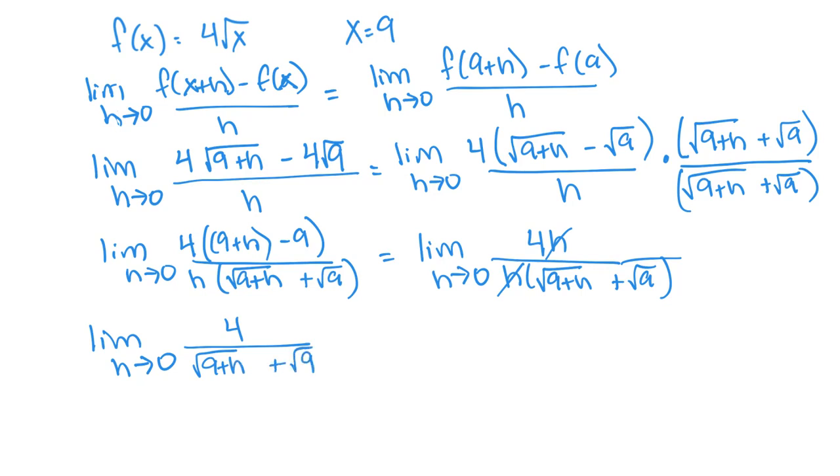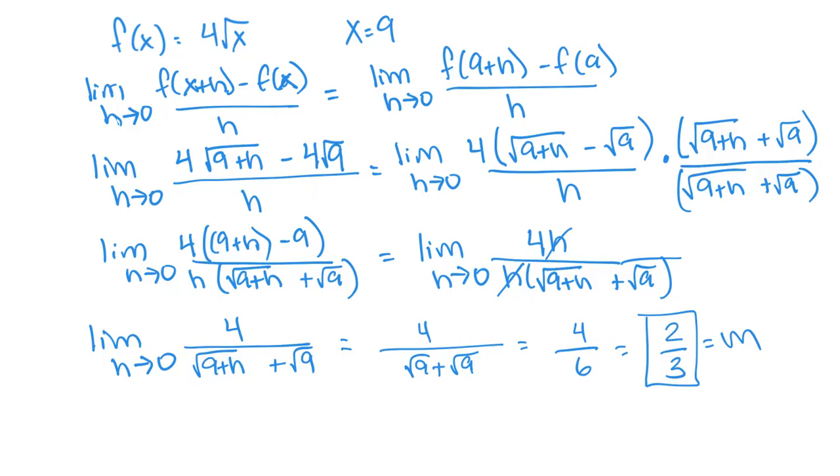Of course, square root of 9 is simply 3. So if we plug 0 in at this point, we don't need the limit anymore, we're plugging in the value. So if we plug 0 in for h, we would get square root of 9 plus square root of 9, which of course is 3 plus 3, which is 6, so 4 over 6, or 2/3. So the slope of the tangent line, when x is equal to 9, after all that work, is 2/3, which of course is just the slope.